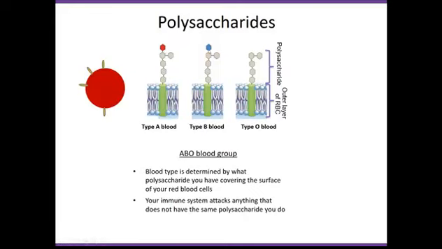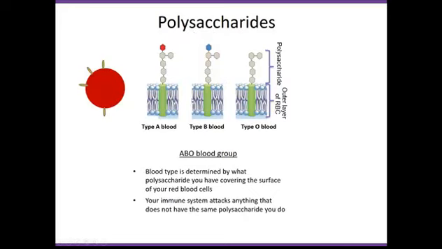If you're type B blood, you have a blue monosaccharide on the end of your polysaccharide. If you're type O, you don't have any special monosaccharide on the end. You're essentially blank. So your blood type is determined by which polysaccharide, or which combination of polysaccharides, you have. If you have type A blood, this is the only polysaccharide you have on your red blood cells. If you have type B blood, this is the only one. If you have type O, this is the only one.